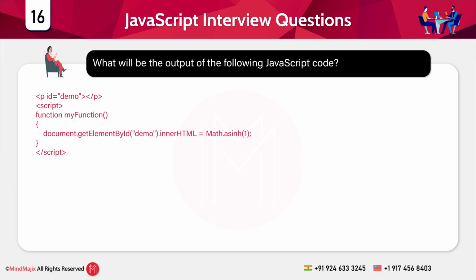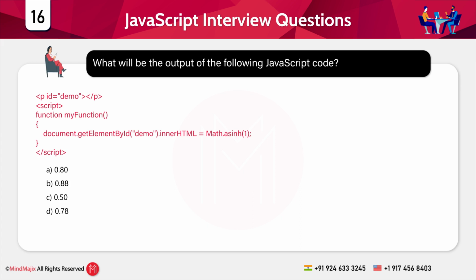P, ID equal to demo, paragraph tag complete, script. Inside the script tag, a function is defined, myFunction. Then inside the function, document.getElementById demo.innerHTML equal to Math.asinh in bracket 1. Script is complete. So what is the value of Math.asinh of 1? 0.80, 0.88, 0.50, 0.78.